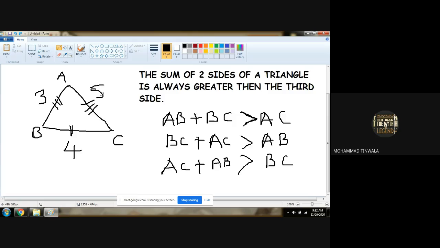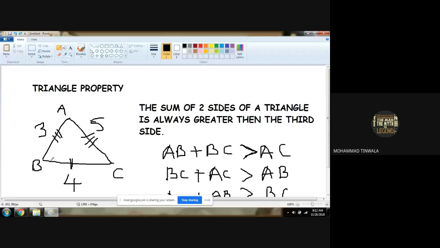સમજ પડી ગઈ? So any two sides if you add, આ બંનેને એડ કરો તો આની કરતા મોટું આવશે, આ બંનેને એડ કરો તો 4 કરતા મોટું આવશે. Is that all clear, girls? Yes, sir. So triangle ની property શું આવી? The sum of two sides of a triangle is always greater than the third side.